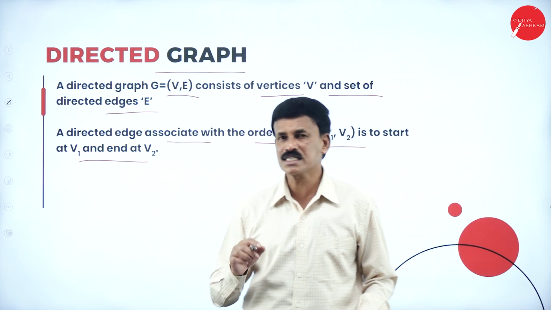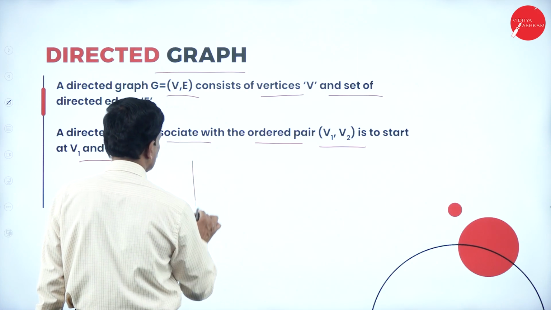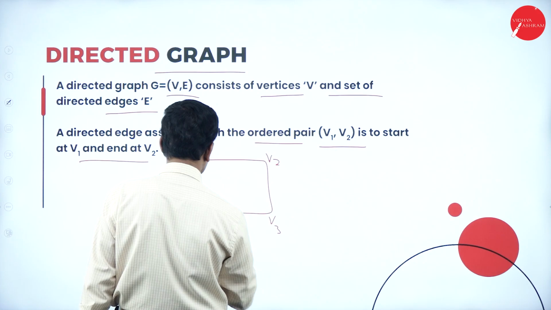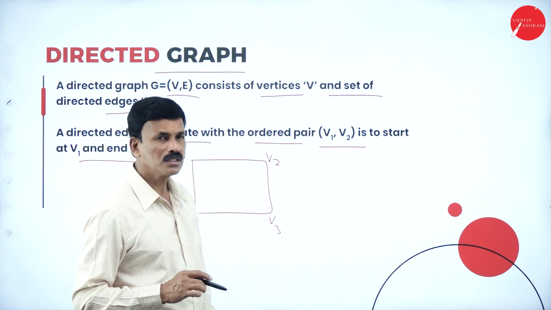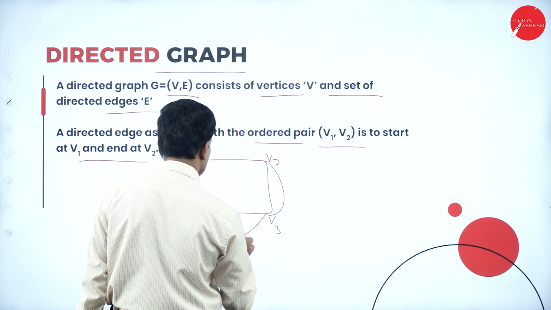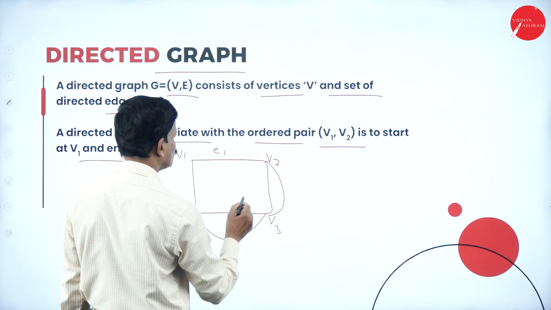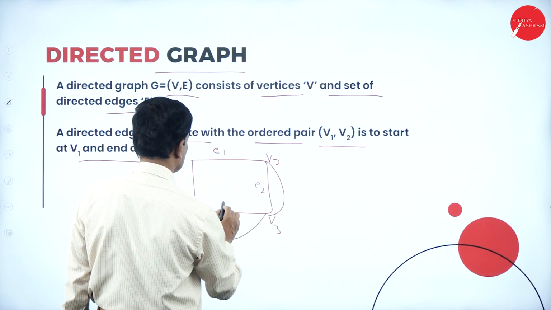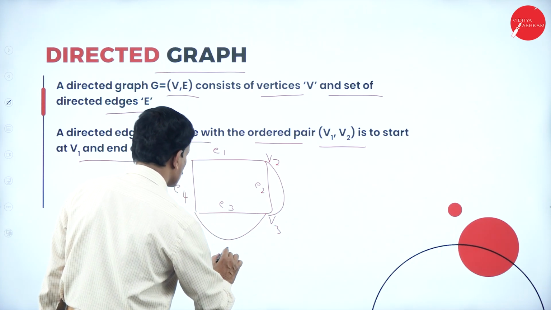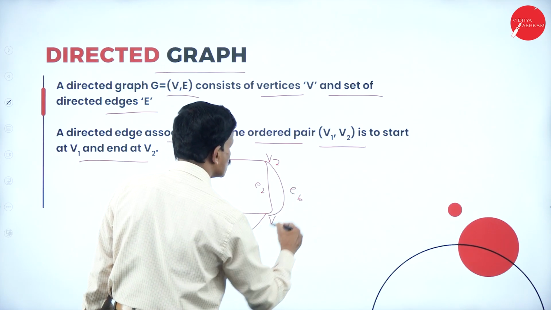Now let us take an example for this directed graph. Here let us consider V1, V2, V3 and V4. Now let us write the loops for this. This is one loop, and this is another loop. Now let us write the edges. So this is E1, then E2, E3, E4, then E5 and E6.